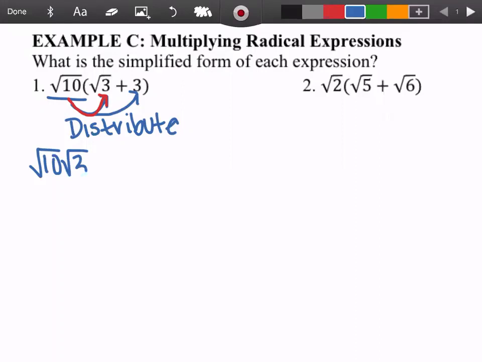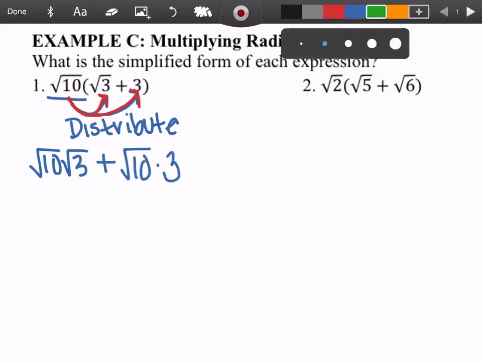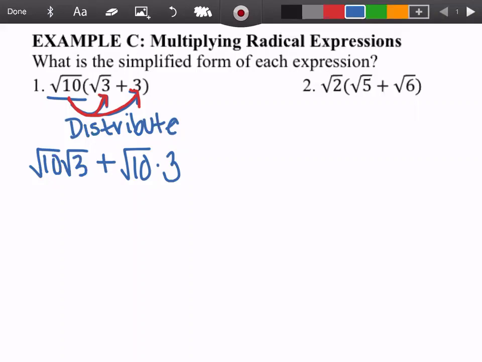And then we have plus the square root of 10 times just 3. So if we have the square root of 10 times 3, that's our step of distributing. Then remember in the first lesson that we were able to multiply two numbers that are both underneath the square root. So we can actually put all of this, the 10 and the 3, underneath the same square root. And then we have the plus sign.